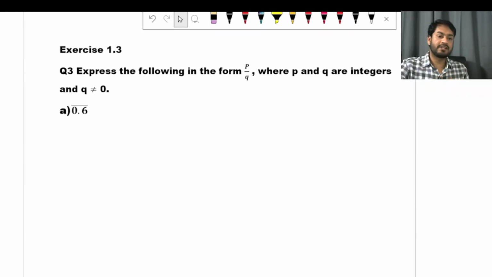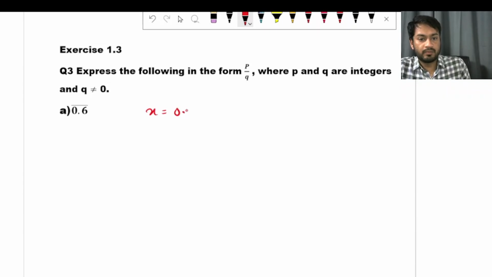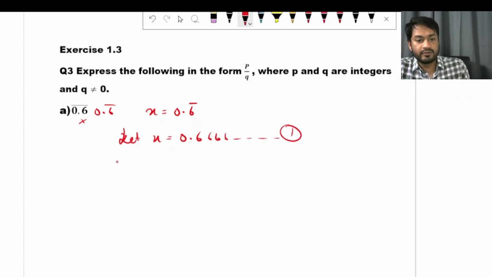Exercise 1.3 of your NCERT book, question number 3, where the question says to express the following in P upon Q form, where P and Q are integers and Q is not equal to 0. So here again the same thing, x will be equal to 0.6 bar. This is wrong, it is basically 0.6 bar, right? So x is 0.6 bar. So can I write, let x equal to 0.6666 dash dash, first equation.